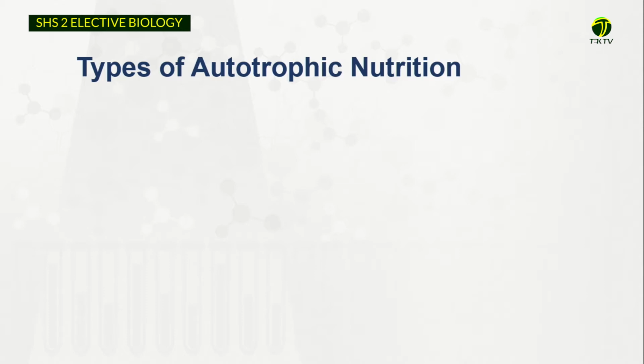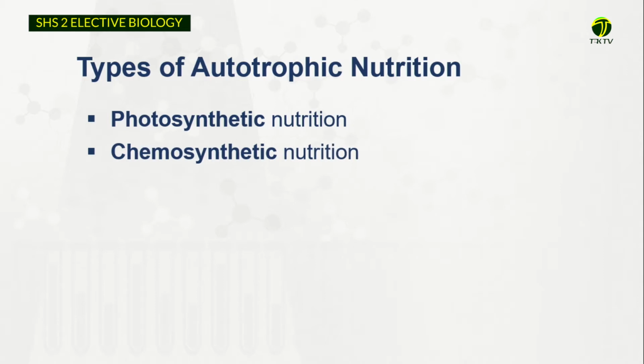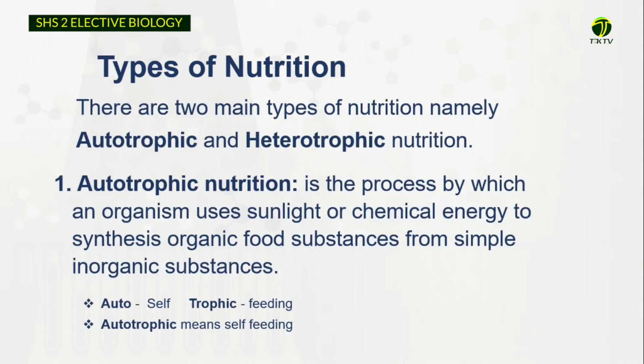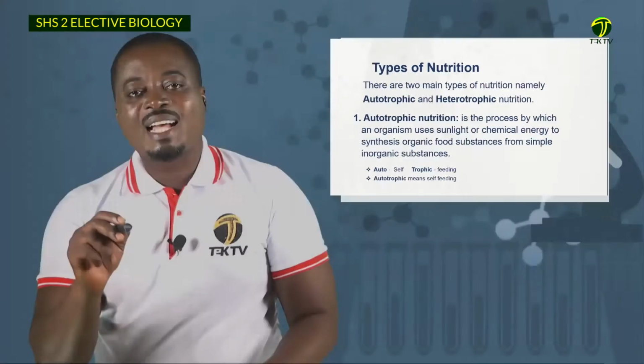Let's look at types of autotrophic nutrition. We have what we call photosynthetic nutrition, and then chemosynthetic nutrition. If you remember, we just went back. Last time we said that in the definition for autotrophic, they use sunlight or chemical energy.